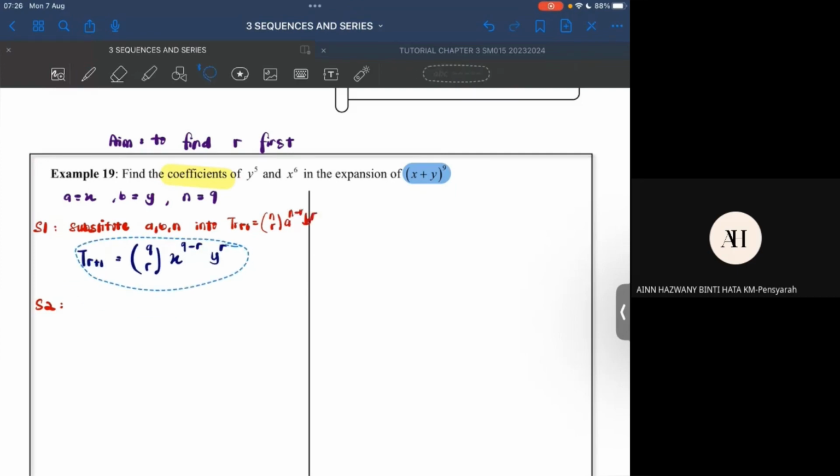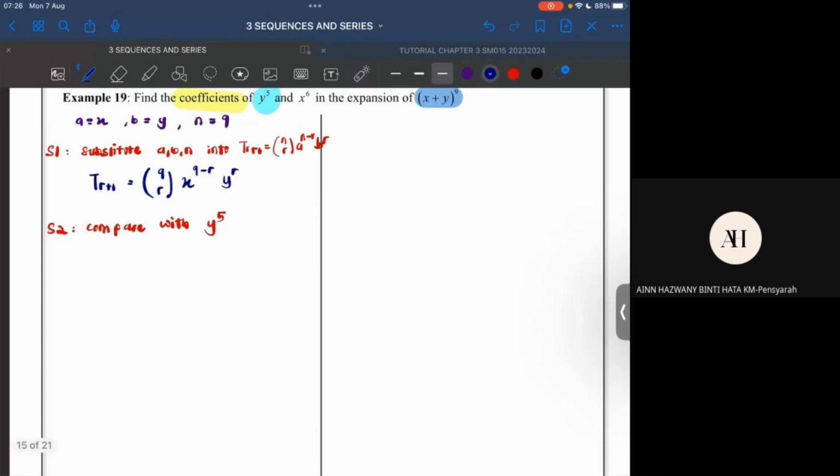Okay, so step yang kedua, compare with apa yang kita nak cari sekarang. Kita nak cari di kiri, kita nak cari y to the power of 5. So kita akan compare with y to the power of 5. Tengoklah pasangan dia. Takkan nak compare x 9 minus r dengan 5 dengan y to the power of 5, sampai tahun depan pun belum tentu lagi akan dapat. So kita akan compare dengan y to the power of r lah.